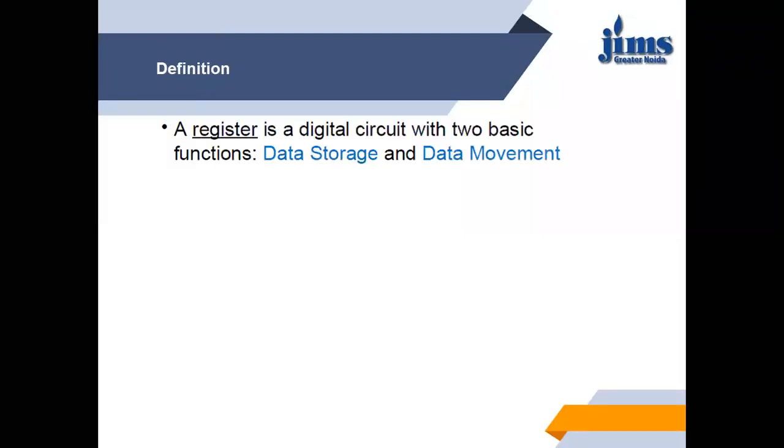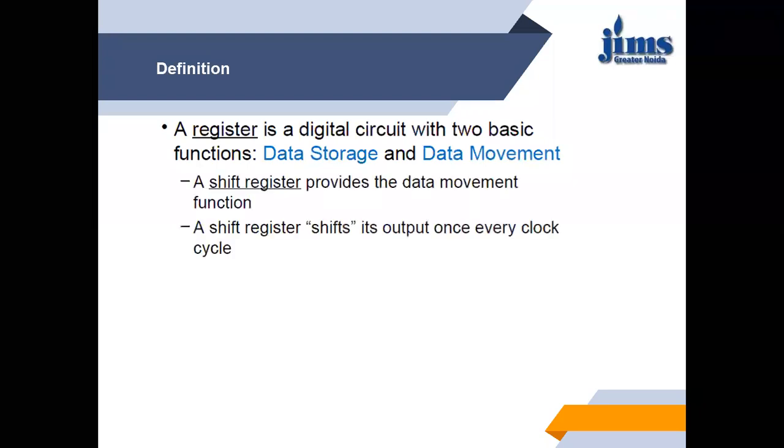A shift register is a digital circuit with two basic functions, and these are data storage and data movement. In general, we can say when we have to store the data in our computer, then we use registers to store data, as well as registers are used to move data. Now our shift register provides the data movement function as well as it shifts its output once every clock cycle.